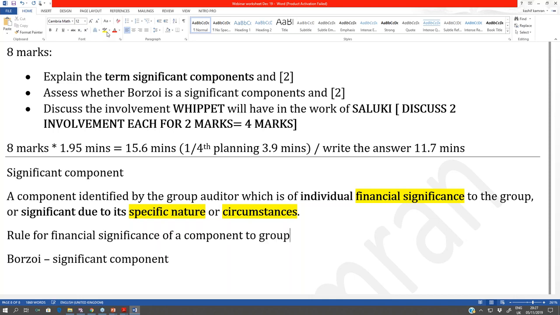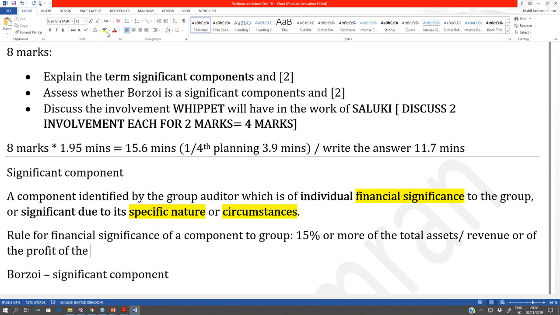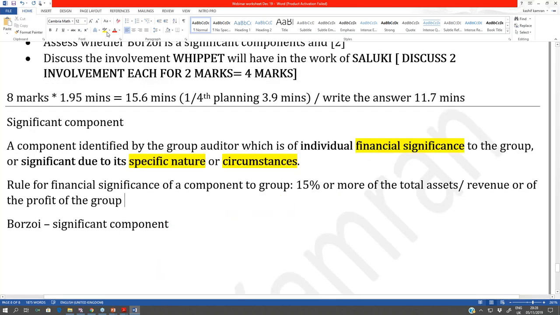Yes, that's good answers. The rule for financial significance of a component to the group is 15% of the total assets, 15% or more of the total assets, or of the revenue, or of the profit of the group. So let's see, is Borzoi 15% or more of the group total assets, or the group revenue, or the group profit, to identify whether Borzoi is a significant component or not.